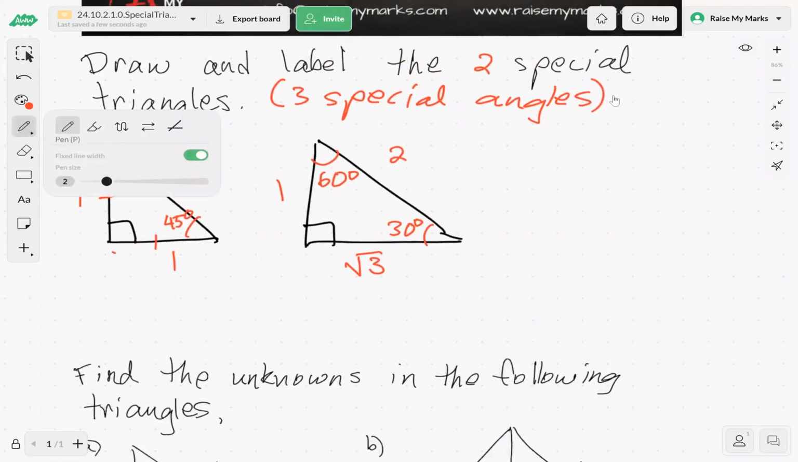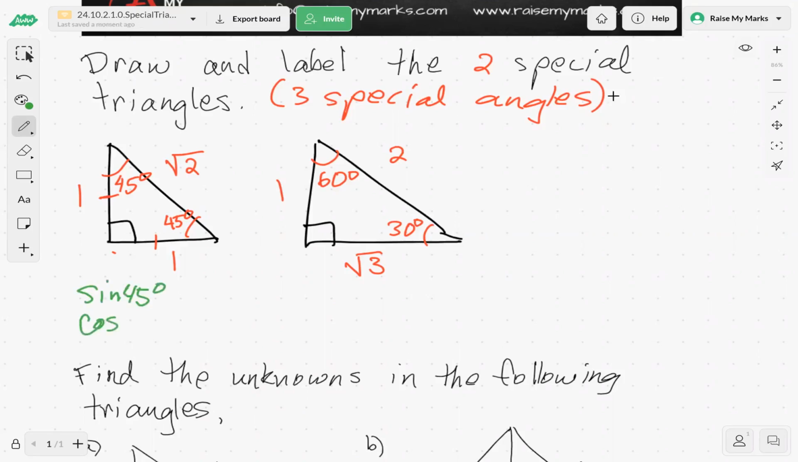Let's look at the sine, cosine, and tangent of these three angles. So let's start with 45 degrees. So sine of 45 degrees, cosine of 45 degrees, and let's see if I can fit it in here, tangent of 45 degrees. So what do these values equal? The sine is opposite over hypotenuse, so 1 over root 2. Cosine is adjacent over hypotenuse, so again, 1 over root 2. And tangent is opposite over adjacent, so that equals 1.